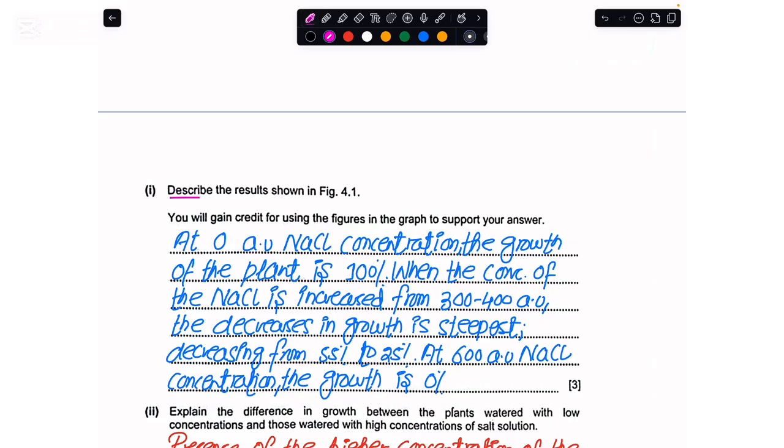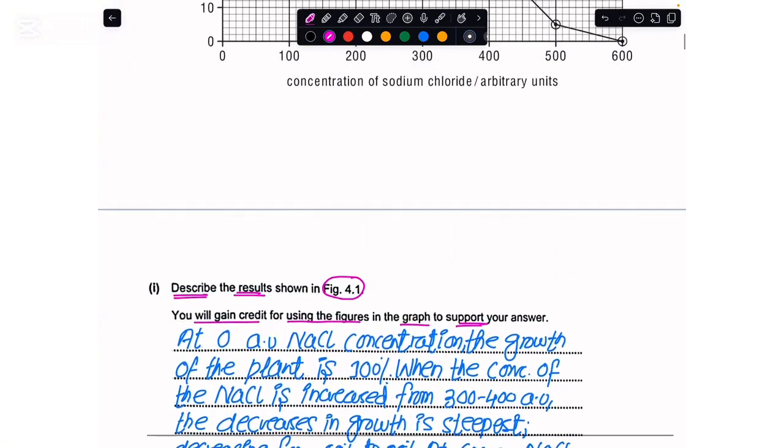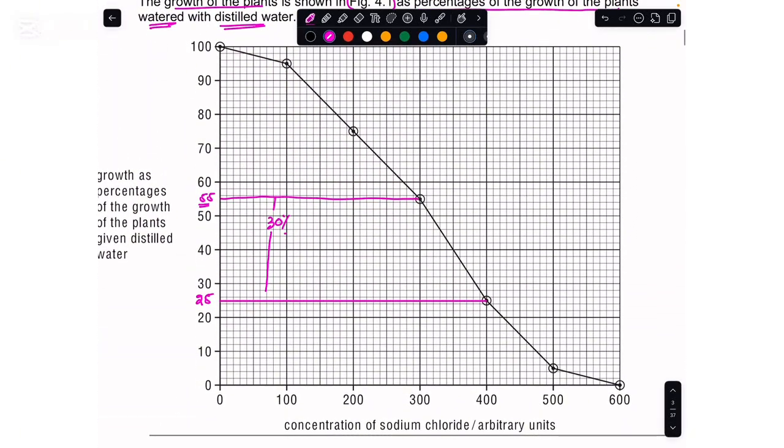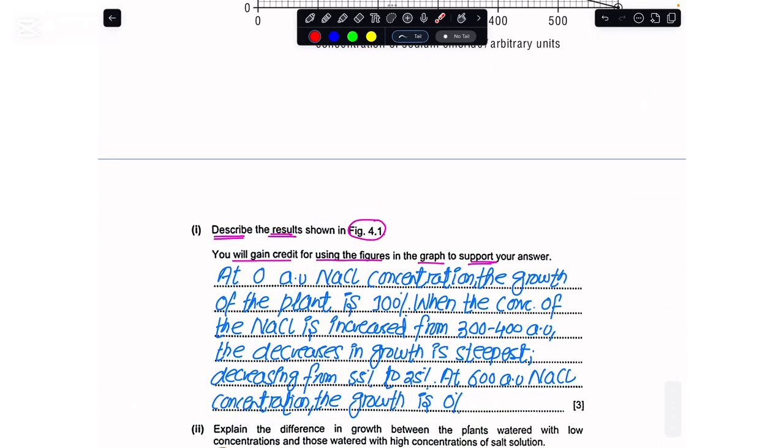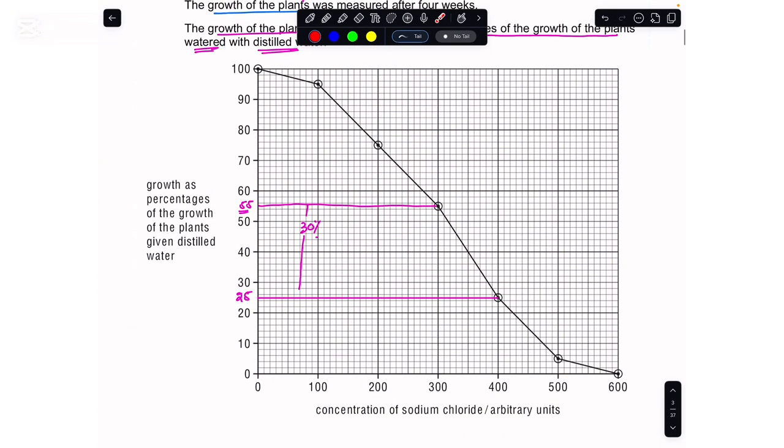They say you are required to describe the results shown in figure 4.1, and that you would gain credit for using figures from the graph to support your answer. So you must know for your exam that in description, if you are giving your examiner a reference to these values and you don't quote them, then ultimately you would lose the marks. If I quickly take you to my answer, as I said, at zero arbitrary units of sodium chloride concentration, the growth of the plant is 100%.